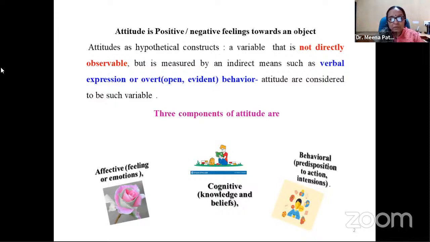The third one is behavioral, that is action. Sometimes, without thinking on the affective or cognitive part, we act directly on the subject. That is our intention, a direct action, either positive or negative. So with these three components, attitude is observable.